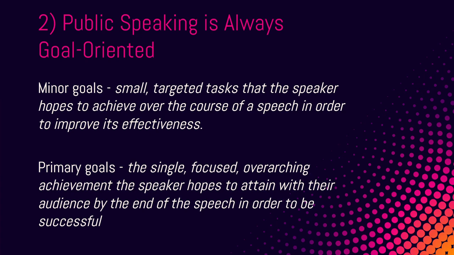2, public speaking is always goal-oriented. There are 2 different things to consider here. There are minor goals, small targeted tasks that the speaker hopes to achieve over the course of the speech in order to improve its effectiveness. Those are just the small delivery things of, okay, so when I get up there and speak, I don't want to mess with my hair a lot. I need to take into consideration how much I'm moving my body. Something like a minor goal that I personally have is I'm trying not to say very much. As you've seen, I've been relatively unsuccessful in that.